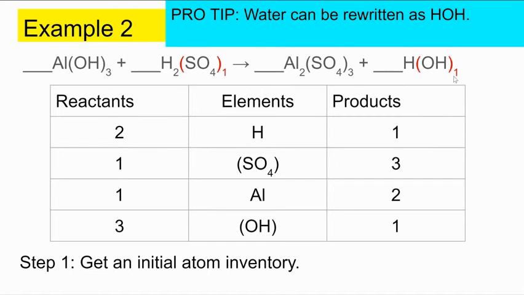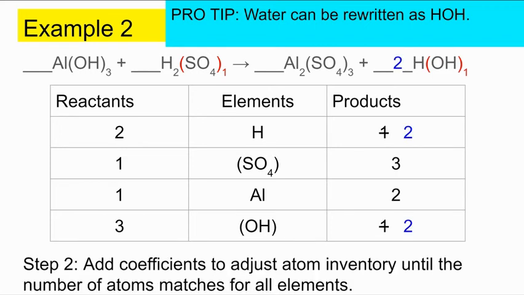Now it's time to add coefficients. Let's just work our way down. I can see that I have 2 hydrogens. Over here I have 1. So what number can I put in front of the HOH to fix that? Hopefully you told me you needed a 2 coefficient, which will give me 2 hydrogen atoms and 2 hydroxide groups.